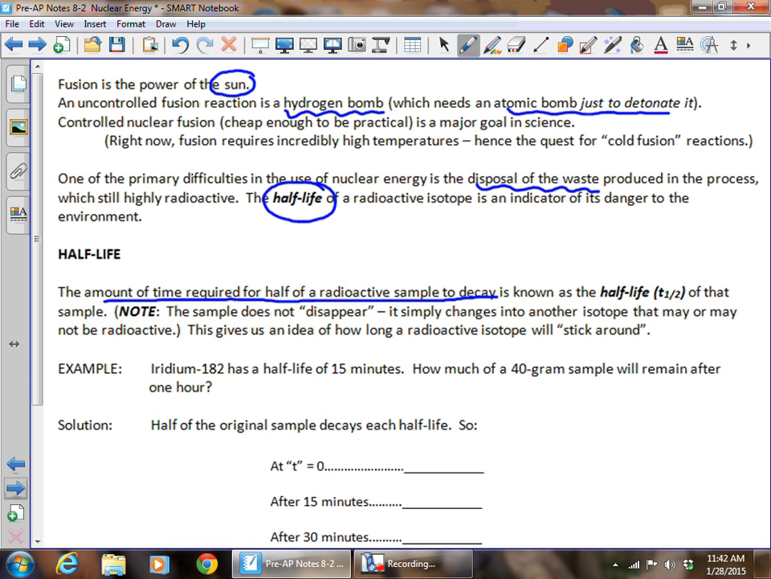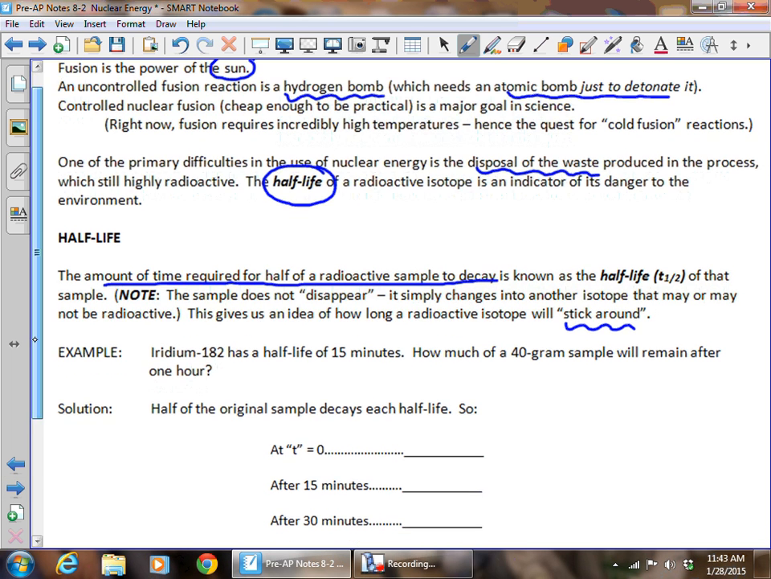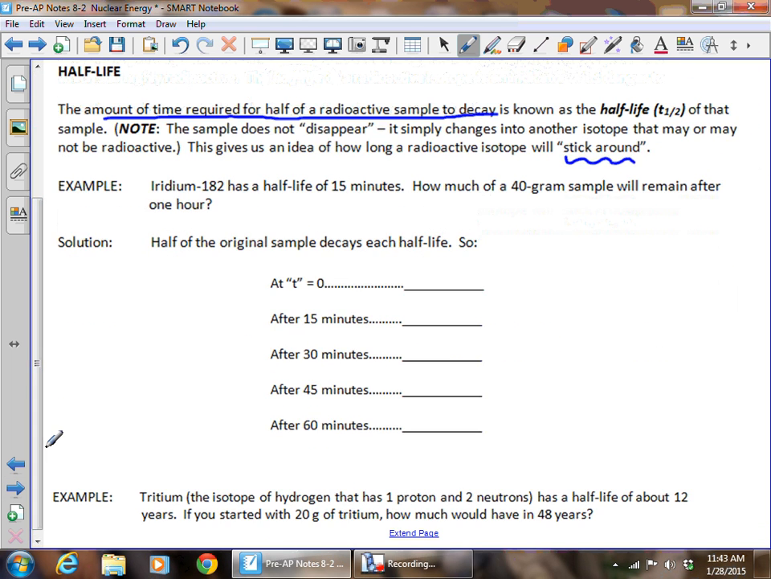Now keep in mind, when we say decay, the sample doesn't disappear, it just changes into a different isotope. Eventually, it keeps going with that nuclear process until it reaches an isotope that's stable and not radioactive. And again, this is going to give us an idea of how long that radioisotope is going to stick around. So, an example, iridium-182 has a half-life of 15 minutes.